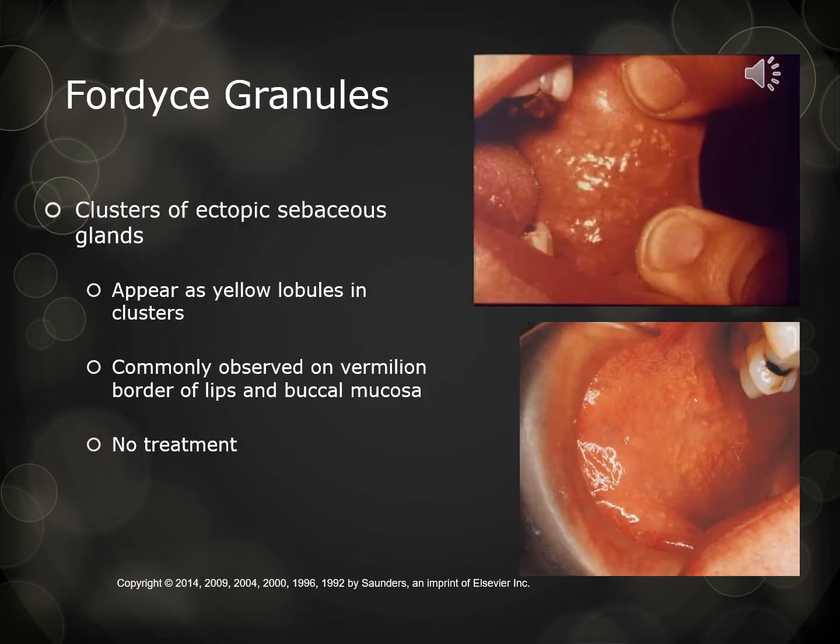Slide 62 shows pictures of Fordyce granules. Now, these are clusters of ectopic, meaning they don't usually occur in the mouth, sebaceous glands. They appear as yellow lobules in clusters and commonly observed on the vermilion border of lips and buccal mucosa. There's no treatment necessary for these.